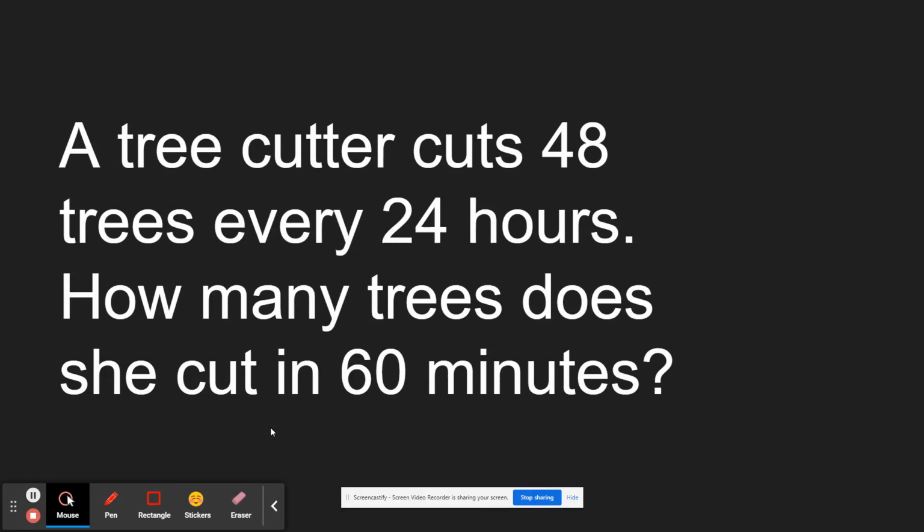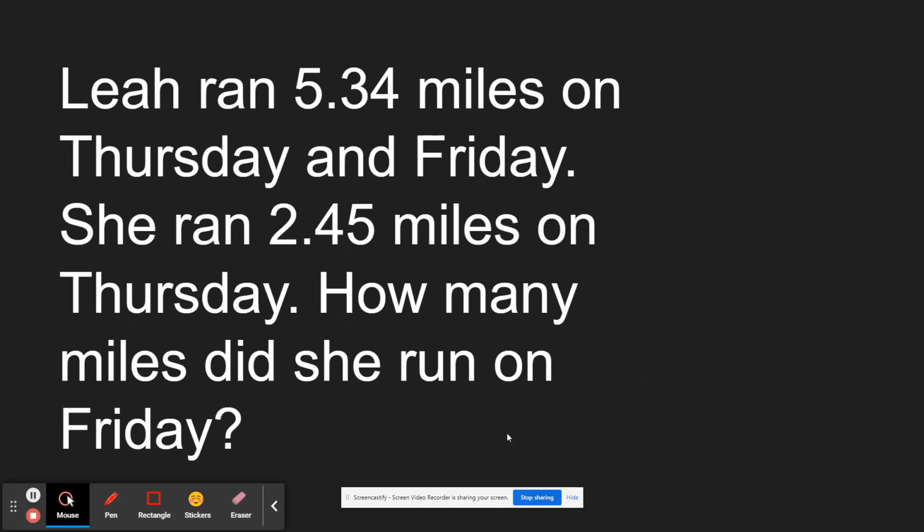A tree cutter cuts 48 trees every 24 hours. How many trees does she cut in 60 minutes? So every 24 hours, she is cutting 48 trees. So we need to see how many that she's cutting in 60 minutes. Don't get confused. Just because this is 60 minutes, that's equal to an hour. So basically, how many trees does she cut in 1 hour? So we need to take our 48 trees and divide it by 24 hours to get how many trees she cuts every hour. So 48 divided by 24 would be 2. So she cuts 2 trees every hour. So divide.